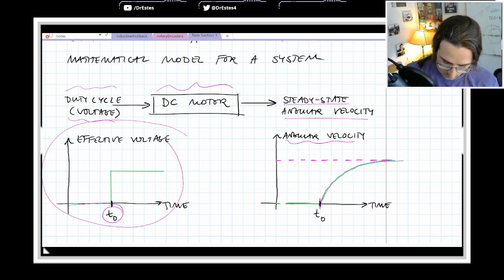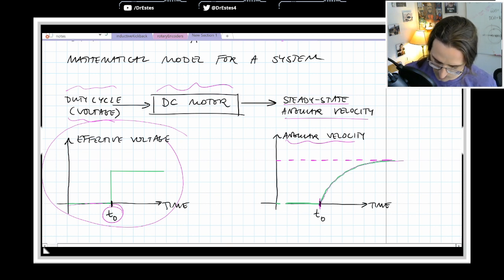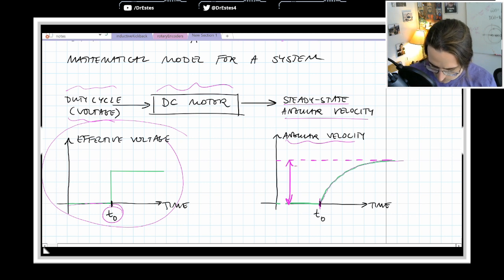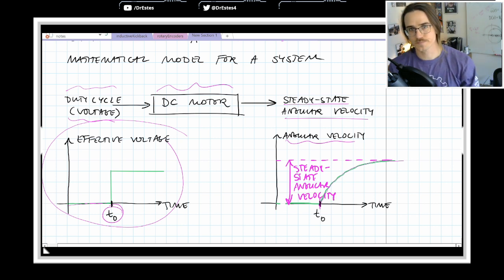And this steady state angular velocity is what you measured in the workshop. It's what you're measuring with our first assignment that's due tonight. Don't forget about it. But this is the steady state angular velocity. It's the angular velocity that we're approaching.